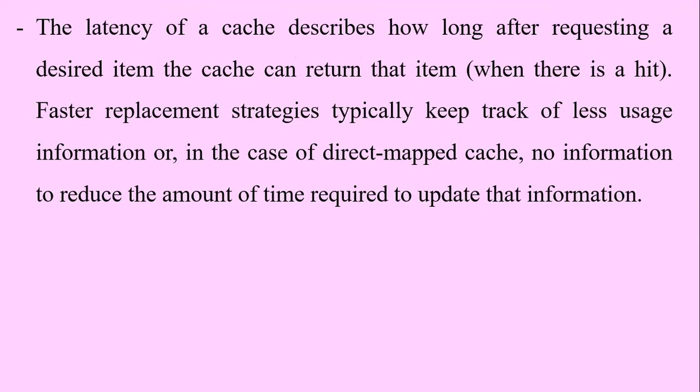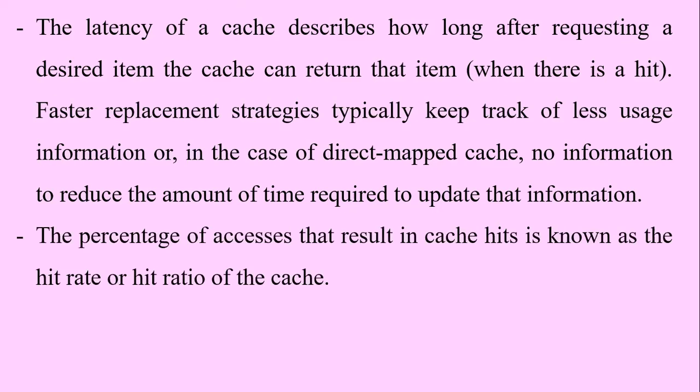The latency of a cache describes how long after requesting a desired item the cache can return that item when there is a hit. Faster replacement strategies typically keep track of less usage information, or in the case of a direct mapped cache, no information, to reduce the amount of time required to update that information. The percentage of accesses that result in cache hits is known as the hit rate or hit ratio of the cache.